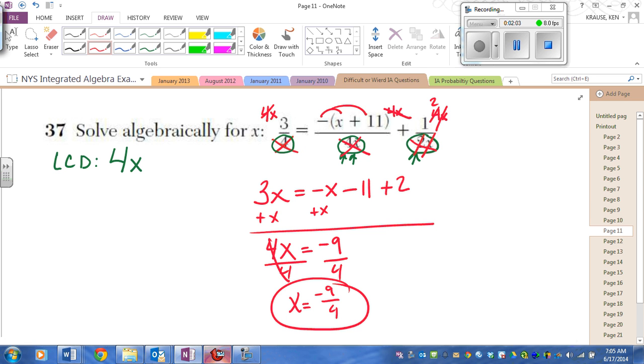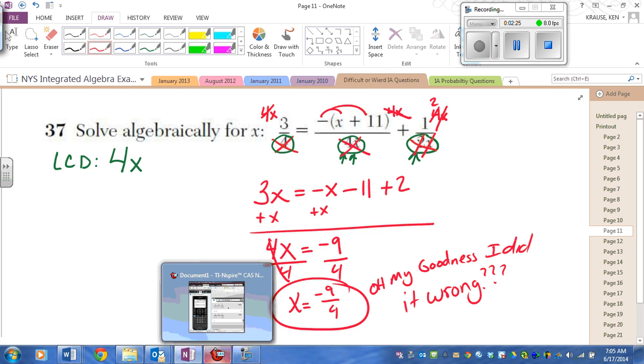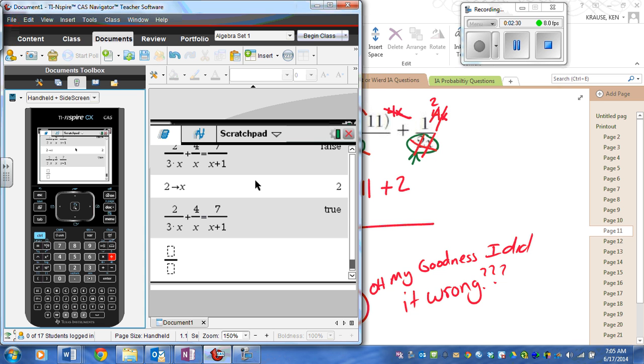I would test this one just to check, because this is such an odd number, and you might think, oh my goodness, I did it wrong. So, I'll check it. It's pretty easy to check. We'll just come over here, we're going to store negative 9 fourths into x. So control division, negative 9 over 4. Well, that's weird. I must have pressed minus instead of negative. That was stupid. Negative 9 fourths.